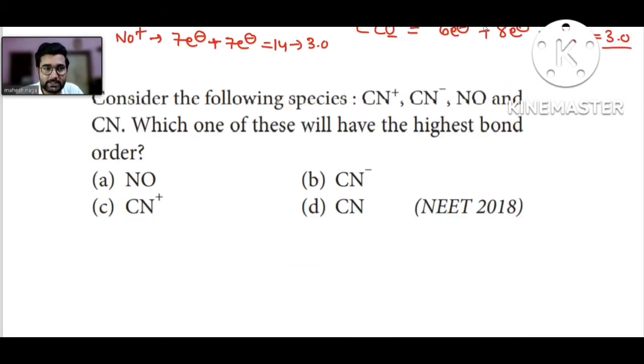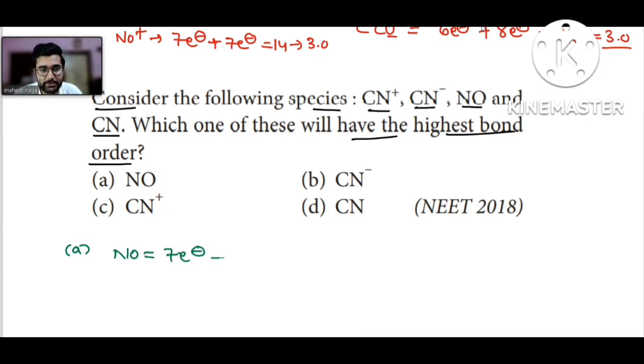Now let us discuss the second one. Consider the following species: CN plus, CN minus, NO and CN. Which one of these will have the highest bond order? Let us calculate the first option, NO, which means 7 electrons from nitrogen and 8 electrons from oxygen, summing to 15 electrons. We know that 15 electrons means the bond order is exactly 2.5.